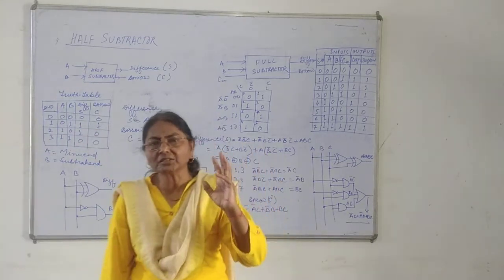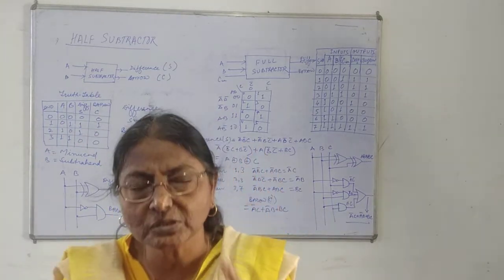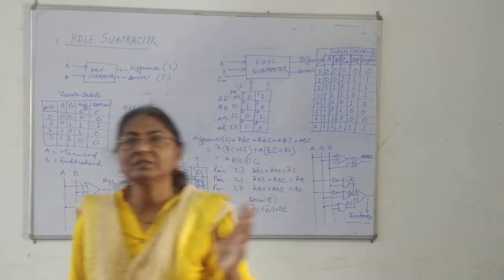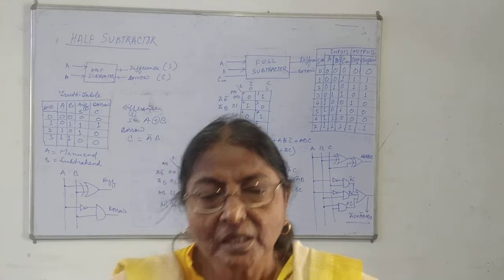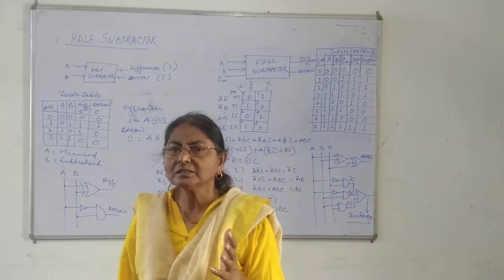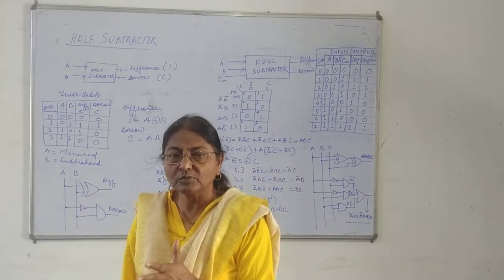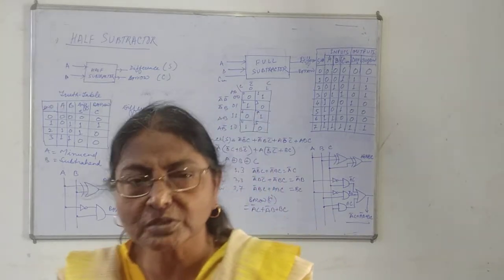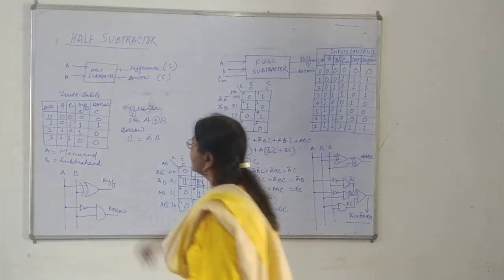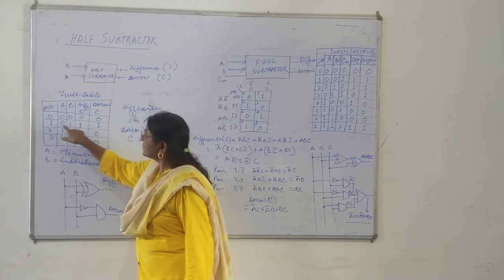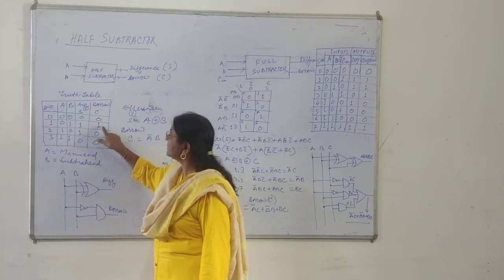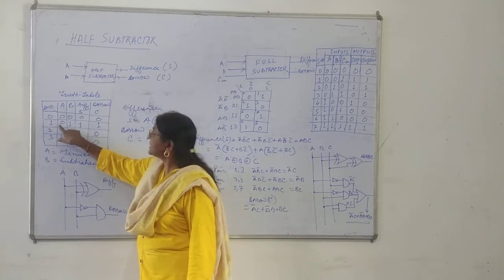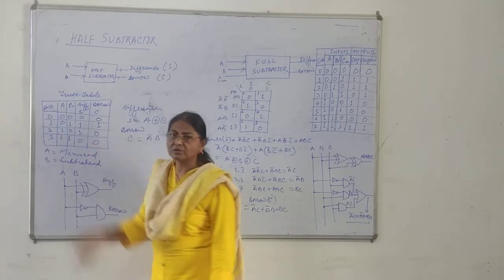Because the subtraction rule is 0 minus 0 is equal to 0, 1 minus 1 is equal to 0, 10 minus 1 is equal to 1, and 1 minus 0 is equal to 1. So here what I have done? 1 cannot be subtracted from 0. First I have to take a borrow. Here I have set the borrow bit as 1, and it has become 10, and 10 minus 1 is equal to 1.